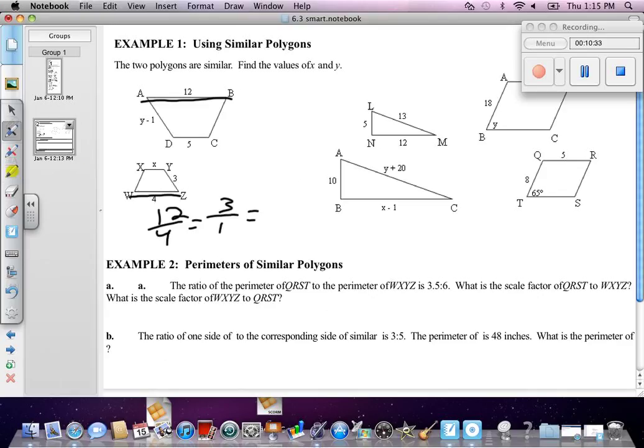So let's find x. We're going to take the big one, which is 5, over the little one, which is x. Cross multiply. X equals 5/3. We can just leave it like that. I don't care if it's in decimal form or whatever.